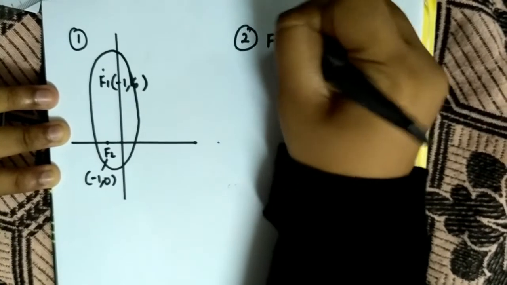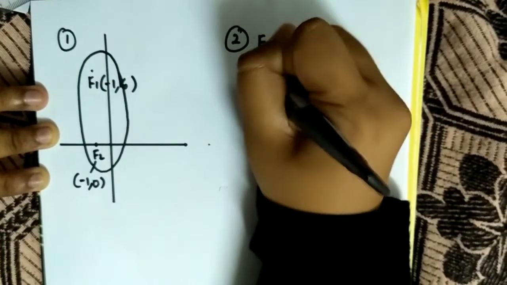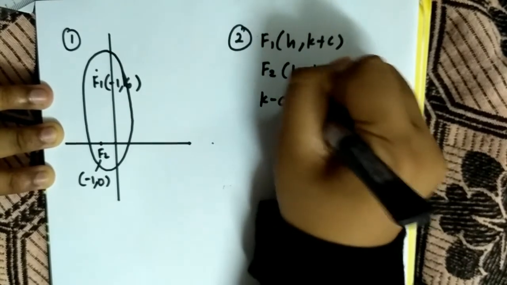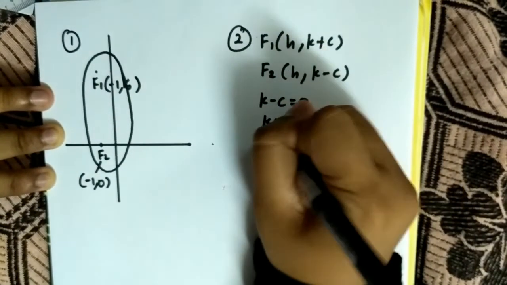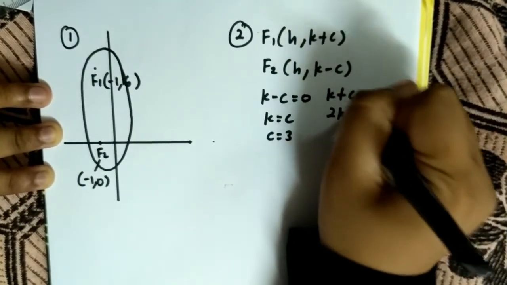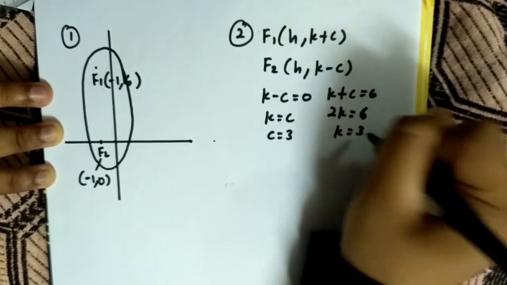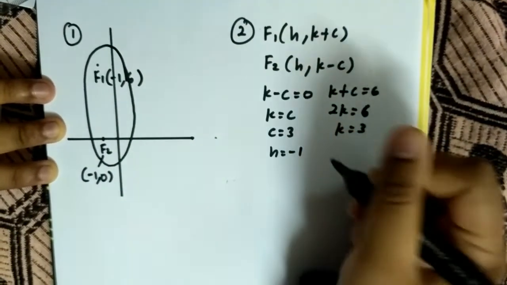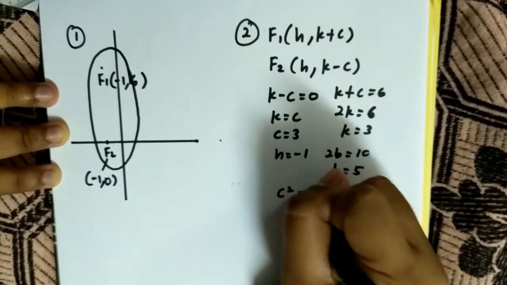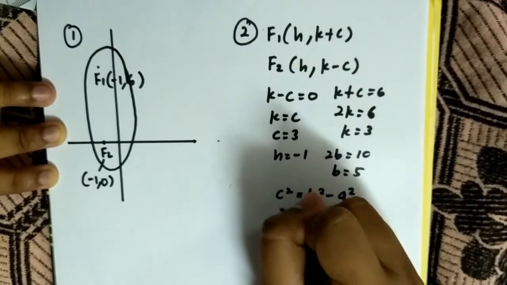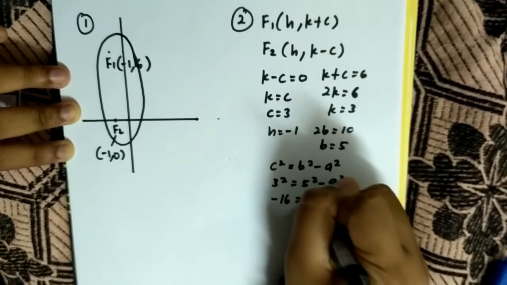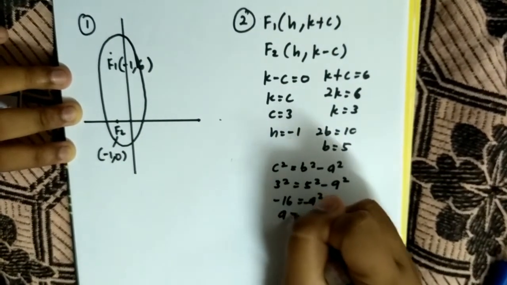Second step, based on your given foci, we're going to find our h, k, c. k minus c equals 0, so k equals c. k plus c equals 6, so 2k equals 6. k equals 3, your c is also equal to 3. h equals negative 1, 2b equals 10, b equals 5. So we substitute into the equation c squared equals b squared minus a squared. 3 squared equals 5 squared minus a squared. Negative 16 equals negative a squared. a equals 4.